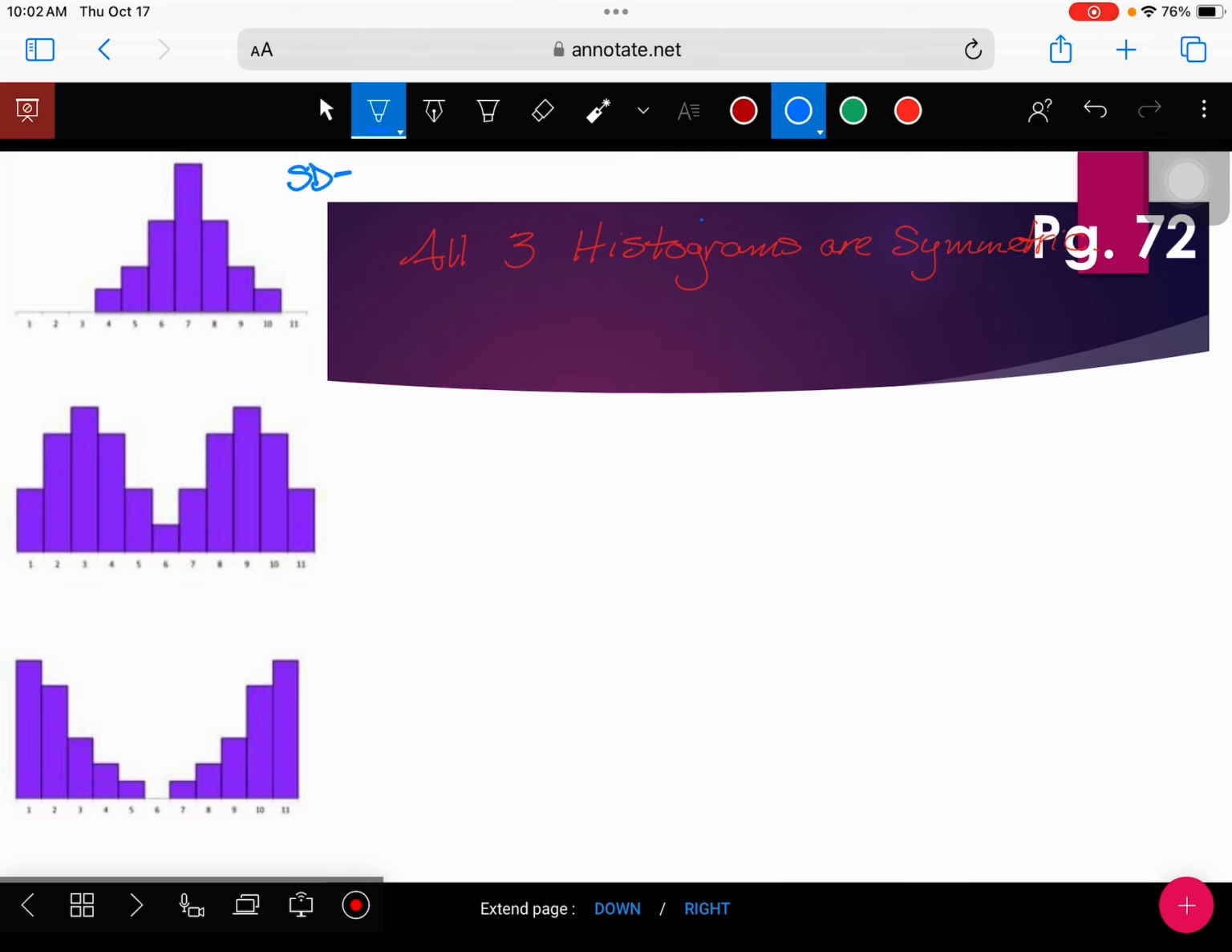Standard deviation is going to be a measure. So let's put this at the top. A measure of the variability of the data. Yes, standard deviation is a measure of the variability of the data.